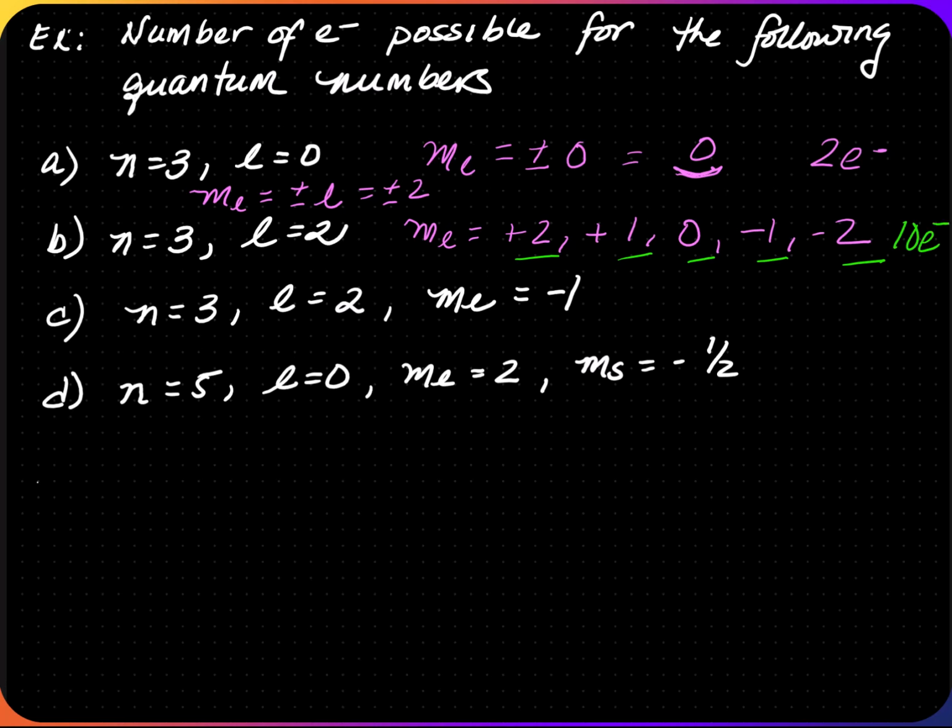This one, C, N is equal to 3, L is equal to 2. ML is given as negative 1. So there is only one orbital. So this one can only have a maximum of 2 electrons.